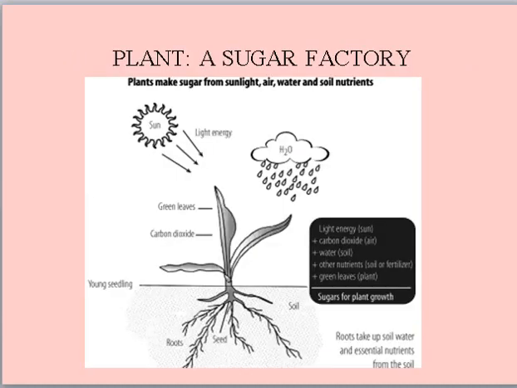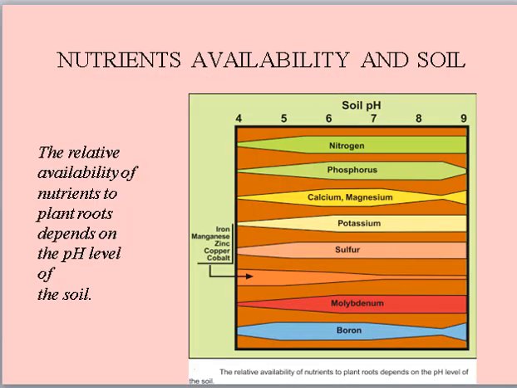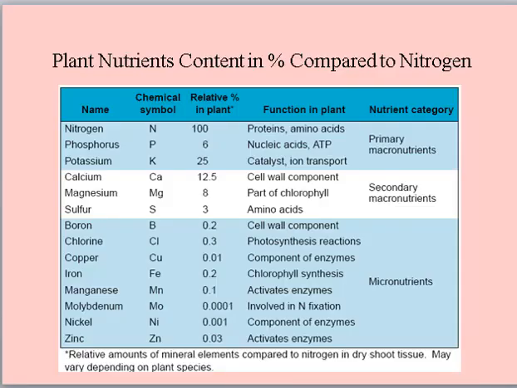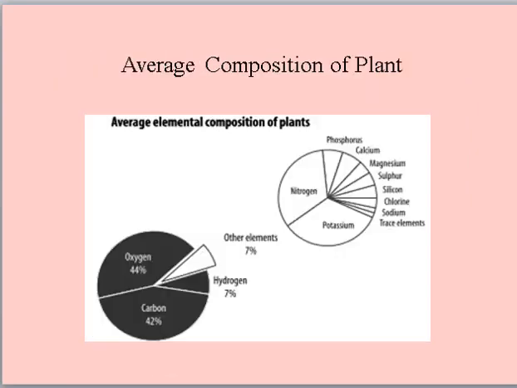Plant sugar factory. Nutrients availability and soil. The relative availability of nutrients to plant roots depends on the pH level of the soil. Plant nutrients content in percent compared to nitrogen. Average composition of plant.